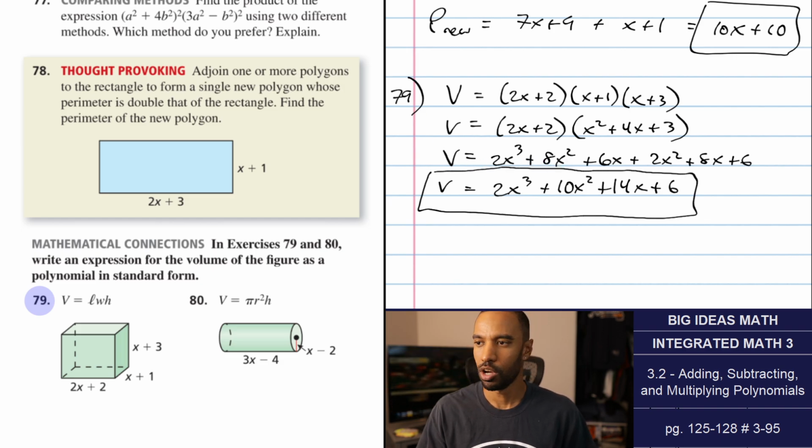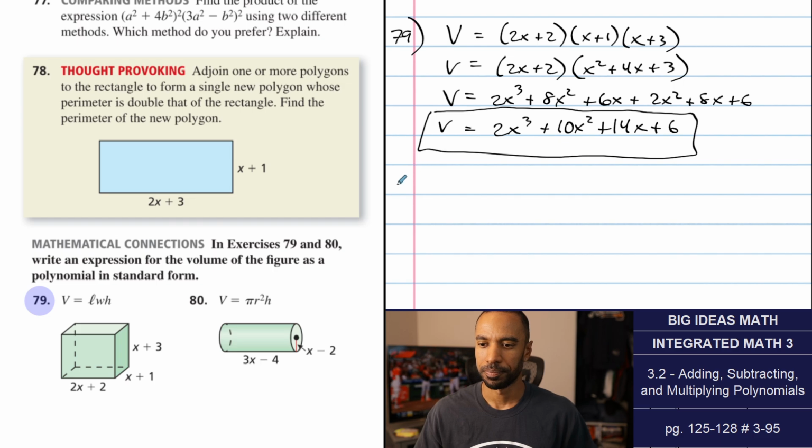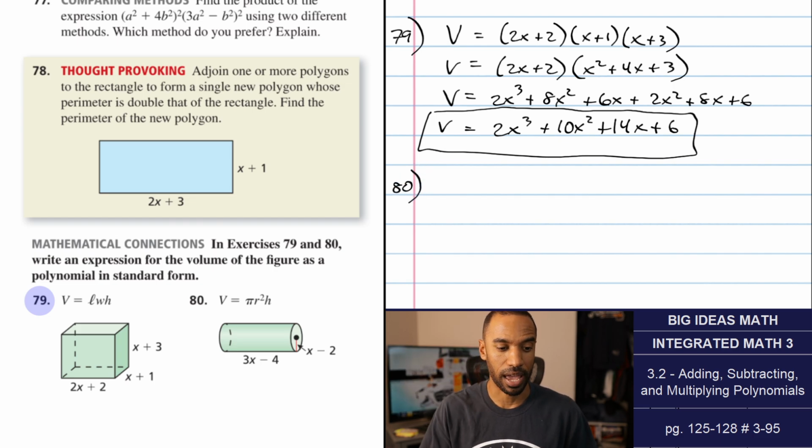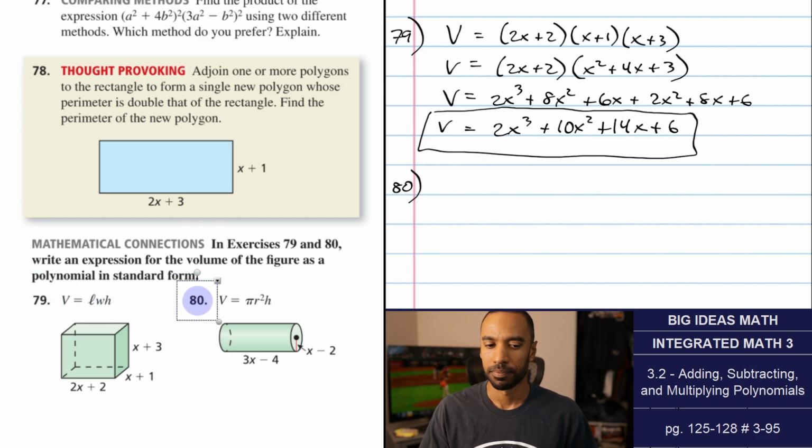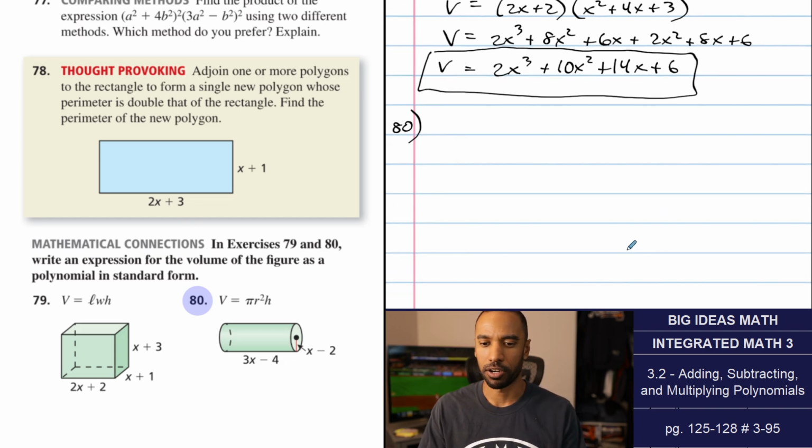How long have we gone? Oh, pretty long. Number 80. The real question is, will I have enough room on my thing to get this all done? I think I have to work a little bit faster, guys. Number 80. Volume is pi r squared times height.